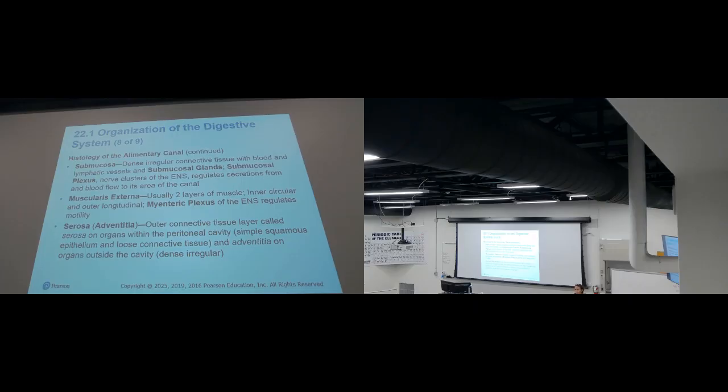The esophagus has adventitia, while the rest of the organs of the alimentary canal have serosa in the peritoneal cavity. That's where you have this simple squamous epithelium and loose connective tissue, and in the adventitia you have dense irregular connective tissue.